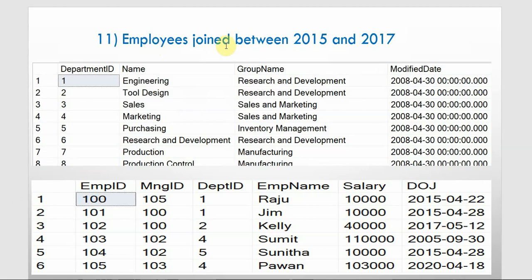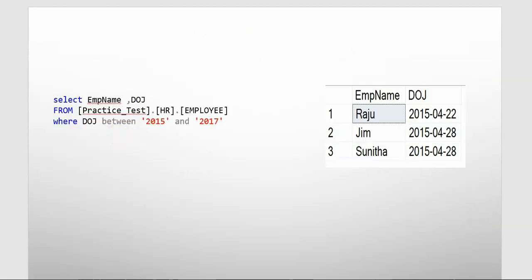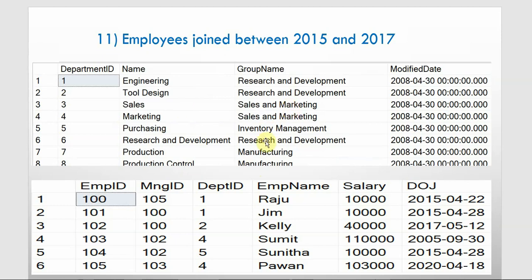Next question is to get the employees who have joined between 2015 and 2017. So same here we have two tables, the department and our employee table. Employee date of joining and employee IDs, employee names are in this table. So we again have to do a join. So here we are selecting the employee name, date of joining from practice set HR employee, where date of joining is between 2005 and 2017. So since we are getting only the employee names, we don't have to do the join. But in case we have to get it based on the group names or department IDs, in that case we have to do a join.